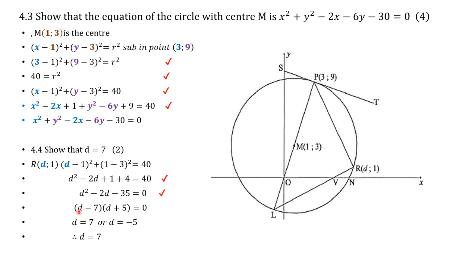If we factorize, d minus 7 times d plus 5: d times d is d squared, minus 7 plus 5 gives me minus 2, and minus 7 times positive 5 gives me negative 35. So d equals 7 or d equals negative 5. You can see d is in the first quadrant there, so it should be positive. Therefore, d equals 7. Alright, let's go to the next question.